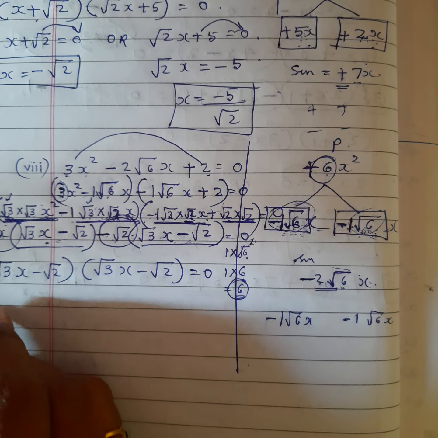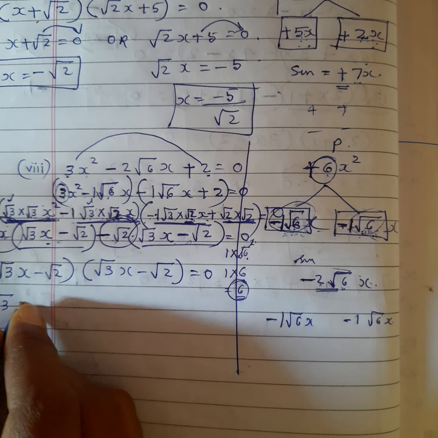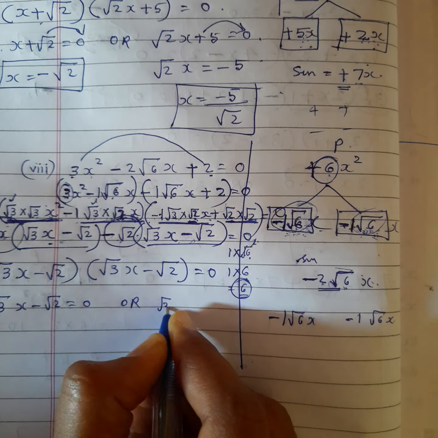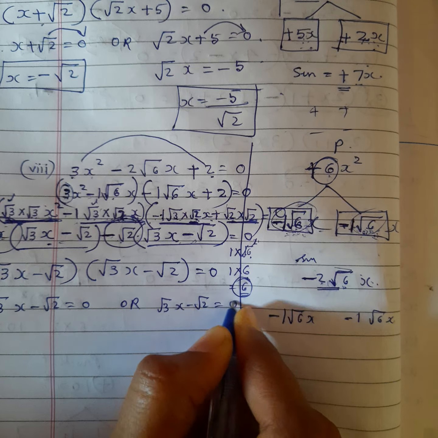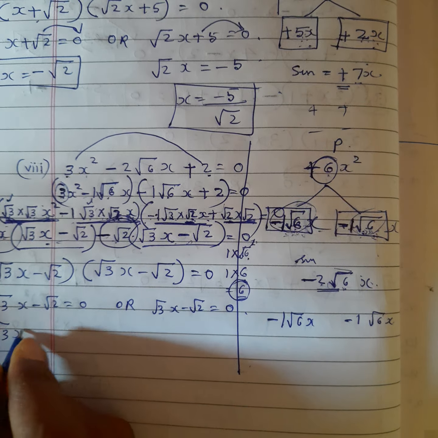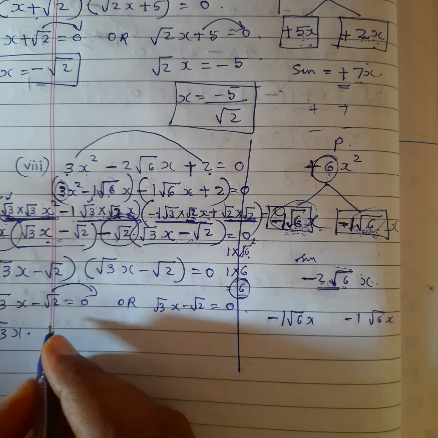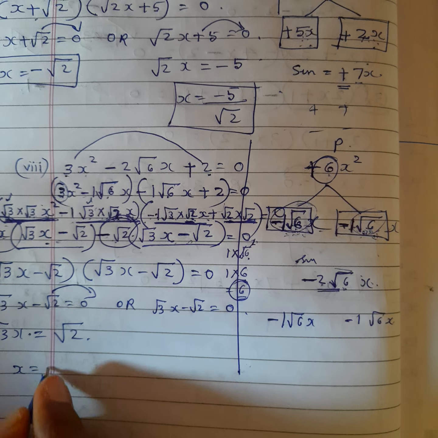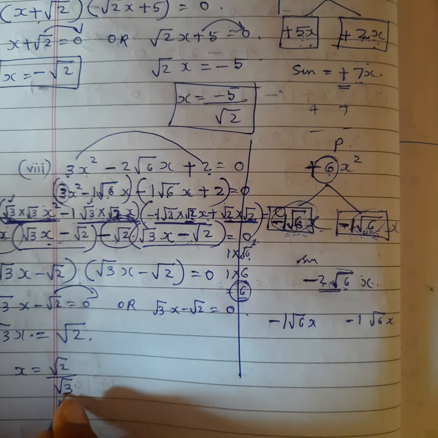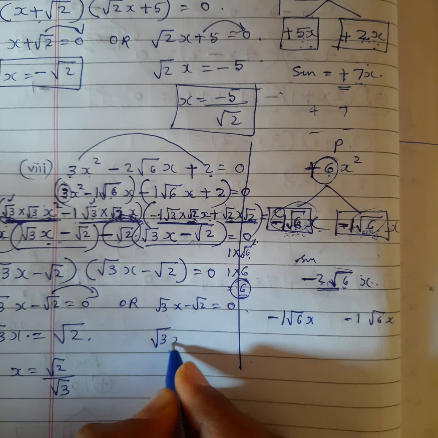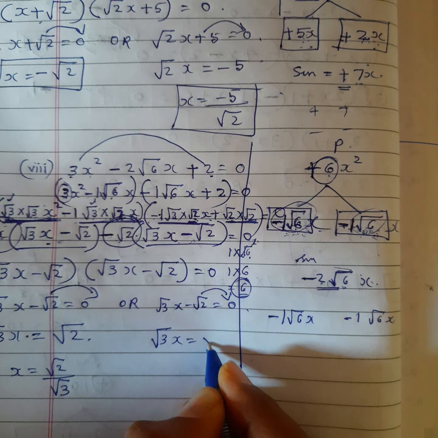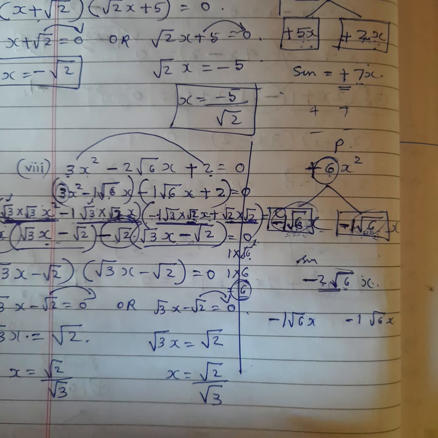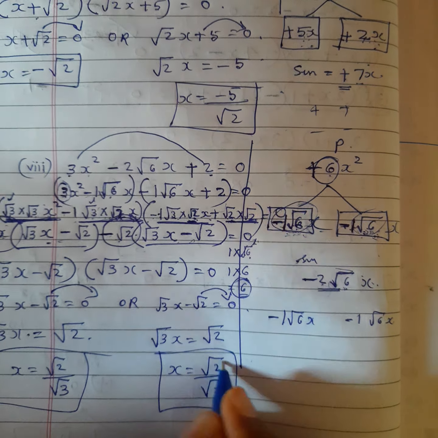Next, therefore √3x − √2 = 0, or √3x − √2 = 0. So now √3x as it is, and negative √2 we will take to that side. So x equals √2 by √3. Here also √3x equals negative √2, that side positive √2, so x equals √2 by √3. These are the two values of x.